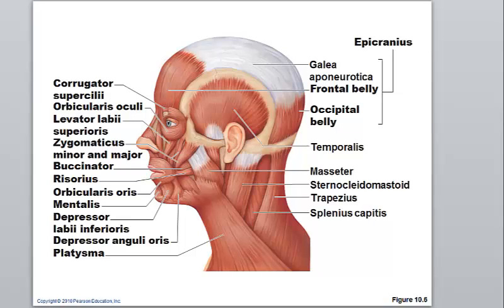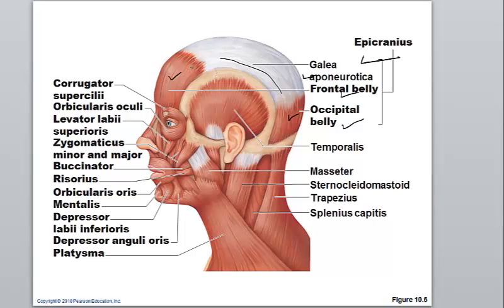So these are all the muscles that you need to know. Let's start off with the muscle that is found in your forehead. Here is your epicranius muscle. You have the frontal belly and you have the occipital belly. The frontal belly is over here and the occipital belly is over here. In between, you have a sheet of aponeurosis, that'll be your galea aponeurotica.